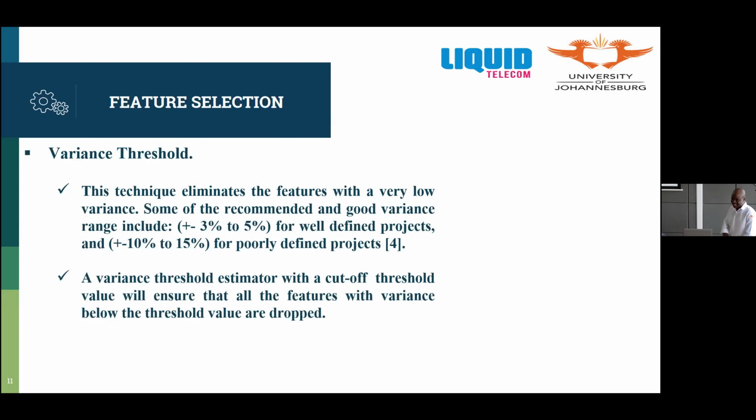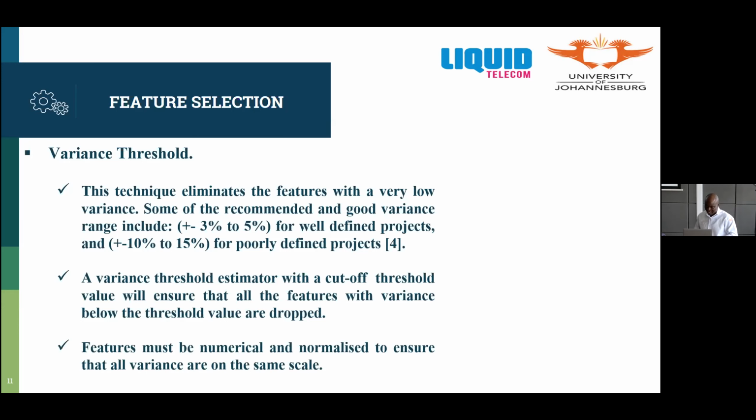Again, you set a variance threshold estimator with the cutoff threshold. Remember what I mentioned about the cutoff threshold value? It ensures that all features with variance below this threshold are dropped, all right? And then we say the features must be numerical. So before you apply variance threshold, make sure that all your features are numerical, hence the reason why we converted all categorical features to numerical values, all right? And then you must normalize, very important, to ensure that the variances are on the same scale.